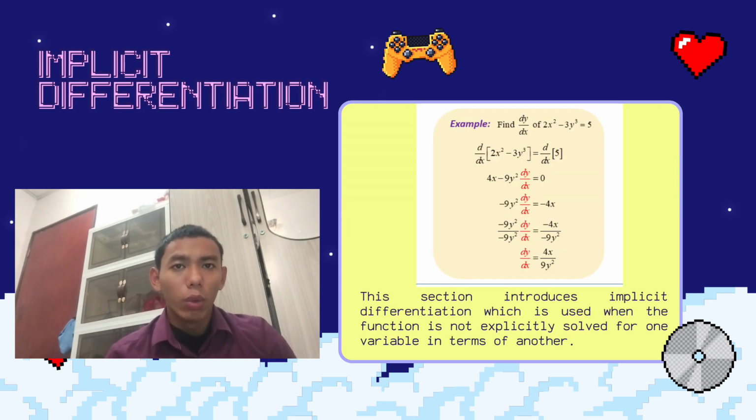And lastly, we also have implicit differentiation. This section introduces implicit differentiation, which is used when the function is not explicitly solved for one variable in terms of another.